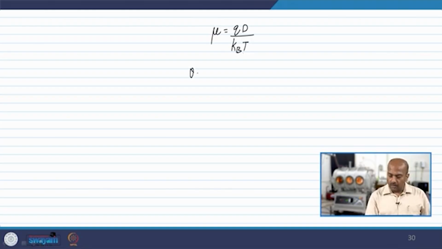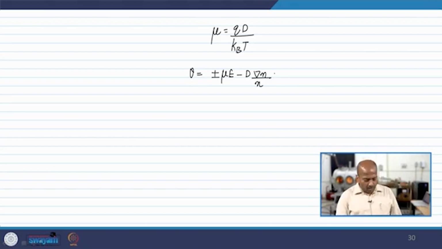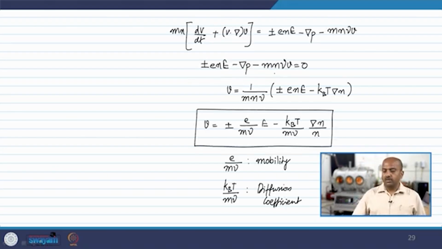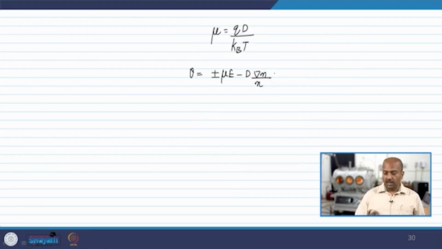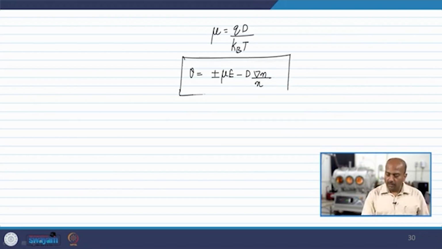So, the velocity v, the steady state velocity which is achieved as a result of constant collisions, is some sort of a drift velocity actually, right, ±μE − D times ∇n by n. Okay. You can just look at these equations, write them down and build up the algebra that is there in between, okay, the intermediate algebra. So, this is the velocity in terms of the mobility.